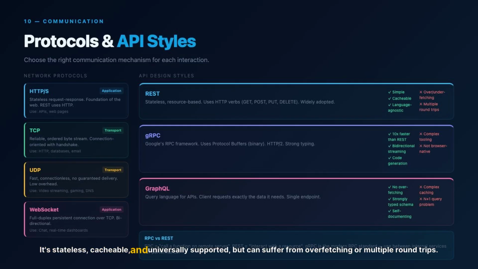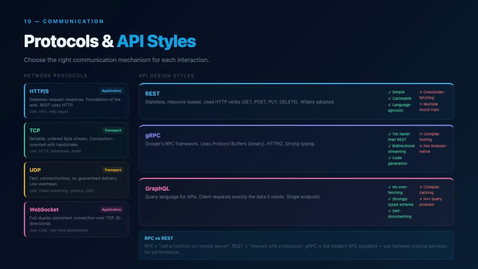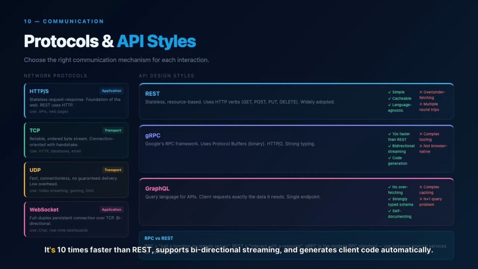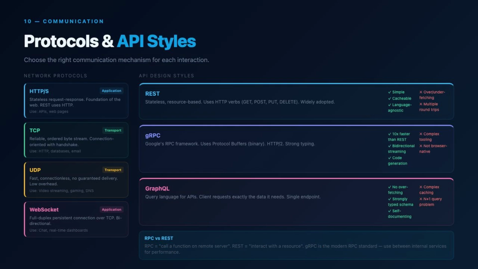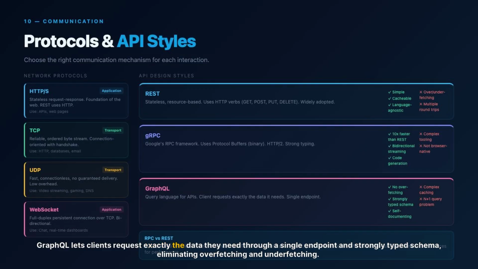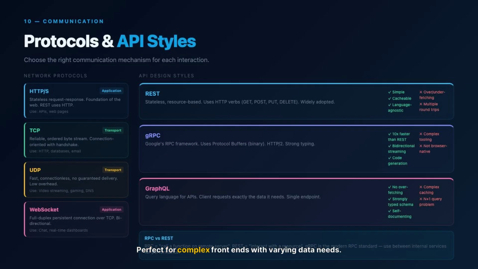It's stateless, cacheable, and universally supported, but can suffer from overfetching or multiple round trips. gRPC from Google uses protocol buffers over HTTP/2 for binary serialization. It's 10 times faster than REST, supports bidirectional streaming, and generates client code automatically, ideal for internal service-to-service communication. GraphQL lets clients request exactly the data they need through a single endpoint and strongly typed schema, eliminating overfetching and underfetching. Perfect for complex front ends with varying data needs.